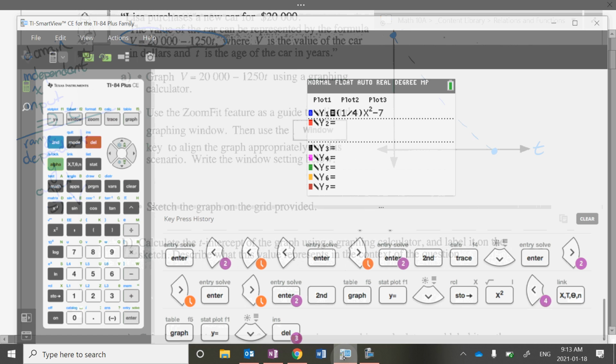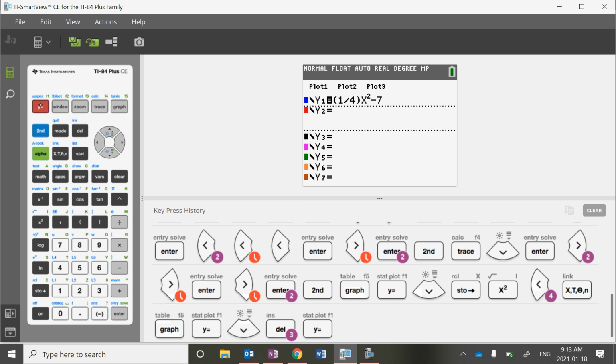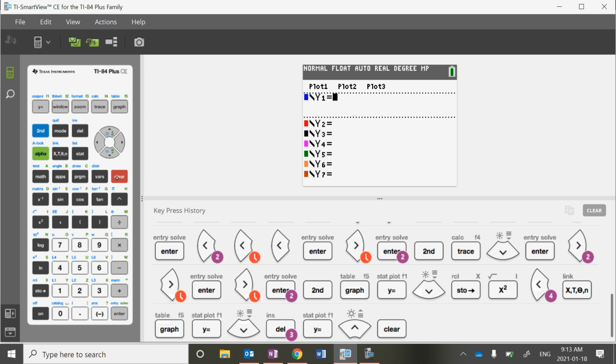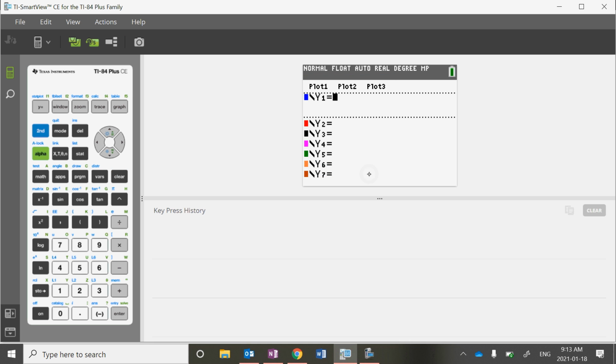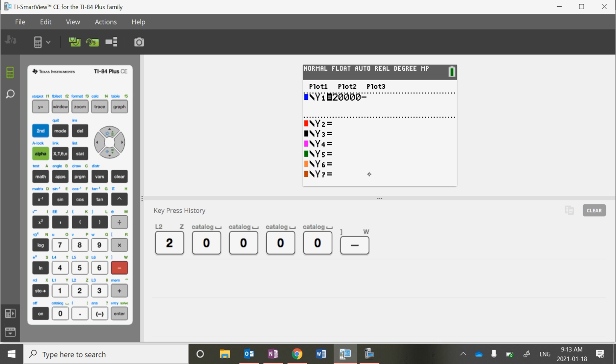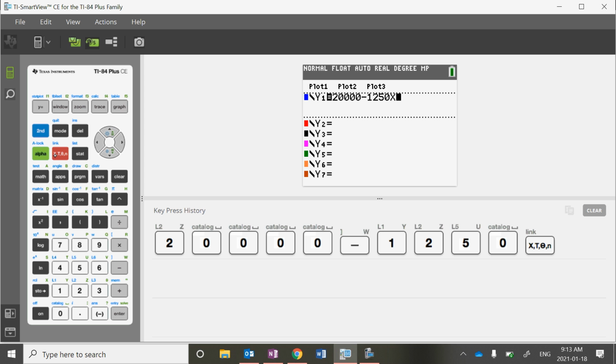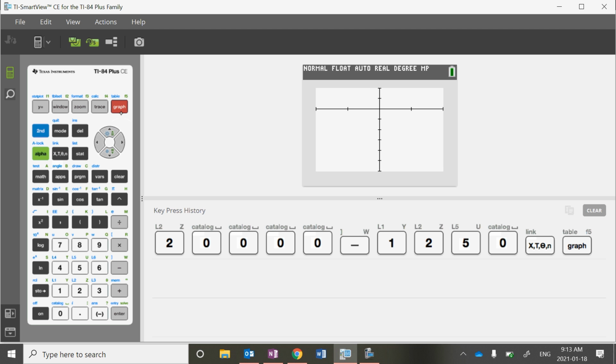So if I open up y equals again, clear this off. We're going to do 20,000 minus 1,250. You still use X. And then you're going to hit graph. It makes sense right now. I see no graph, right? My window settings are nowhere close to 20,000, right? They're like negative 30 right now. It's not going to happen there.